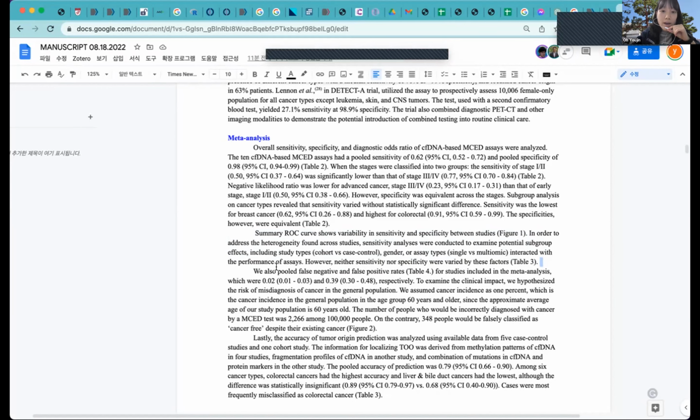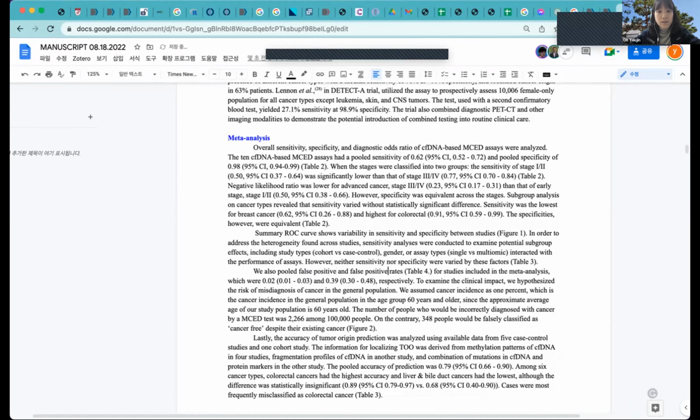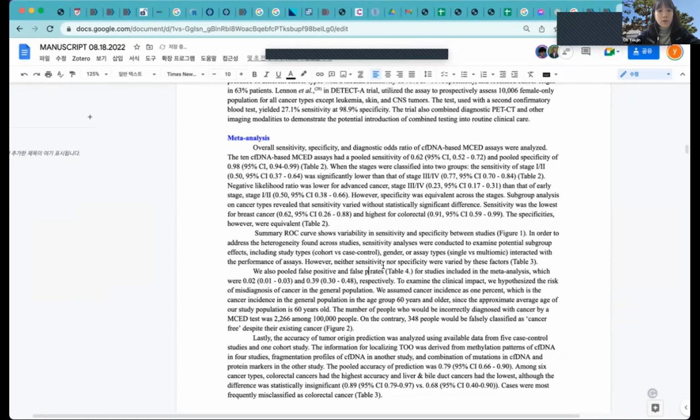Also, based on the comment we received from Dr. Hyunjun Shin, I described the pooled false negative and false positive rates, and that's also utilized for Juhi's PSA comparison. Our pooled false positive rate is 0.02, which means 2%, way lower than that of PSA. And our false negative rate is about 40%, so 0.39.